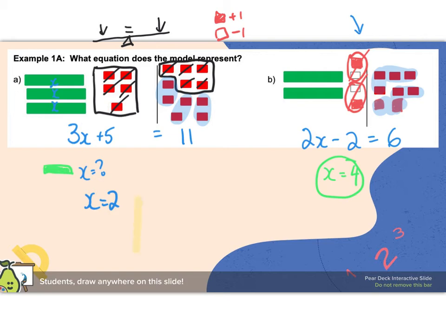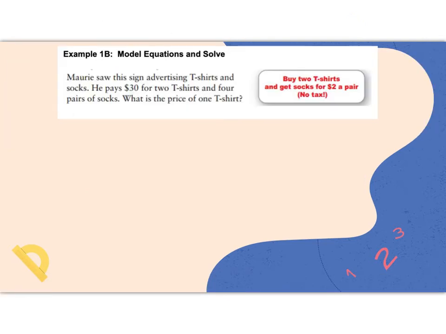Let's try and do this using a word problem. So Maury saw this sign advertising t-shirts and socks. He pays $30 for 2 t-shirts and 4 pairs of socks. What is the price of 1 t-shirt? So if I'm looking for the price of 1 t-shirt, I'm going to have to define my variable. So let's start with: let t be the price of 1 t-shirt.